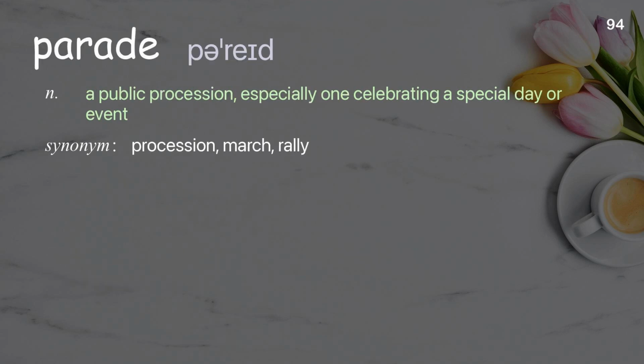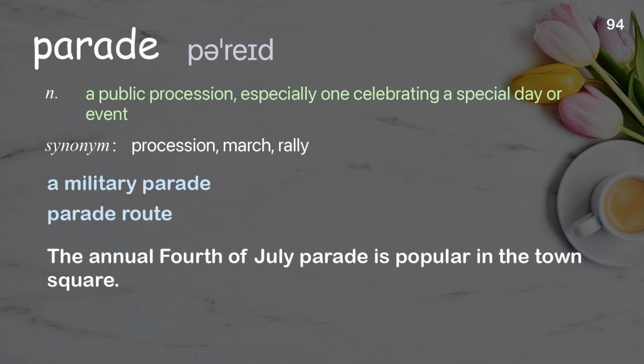Parade. A public procession, especially one celebrating a special day or event. Examples: A military parade. Parade route. The annual 4th of July parade is popular in the town square.